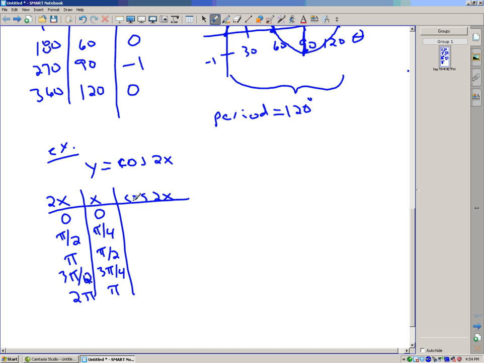Now let's take a look at the cosine of 2x. The cosine of 0 is 1. The cosine of pi over 2 is 0. The cosine of pi is negative 1. Cosine of 3 pi over 2 is 0. And the cosine of 2 pi is back to 1.